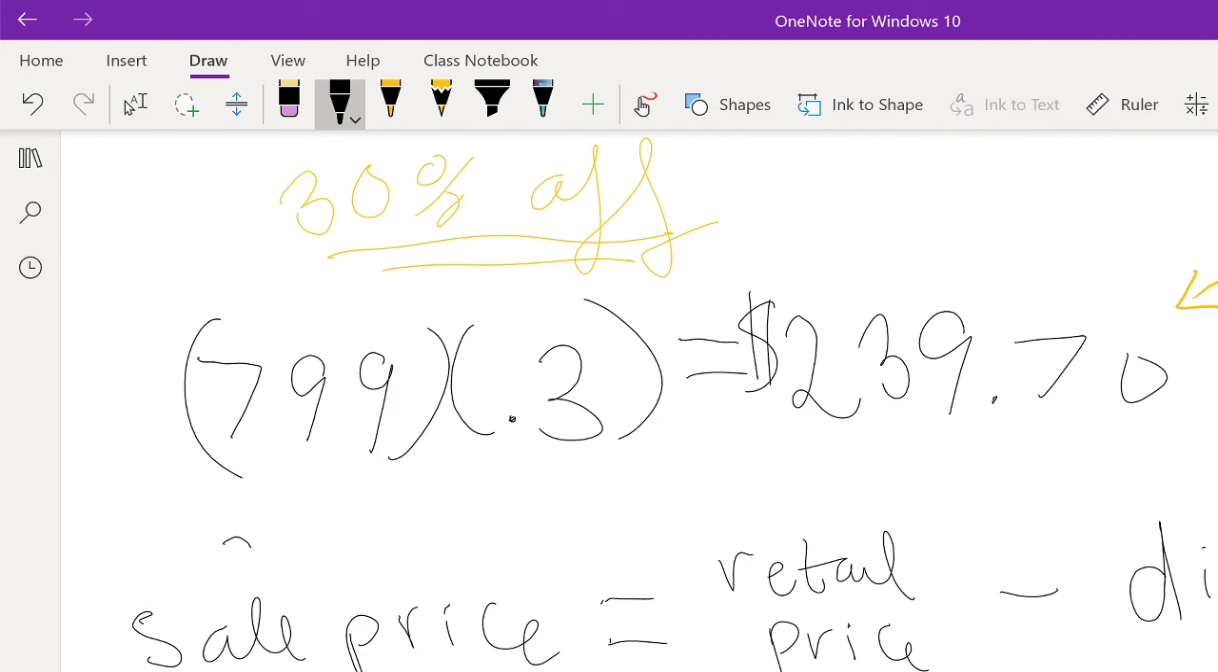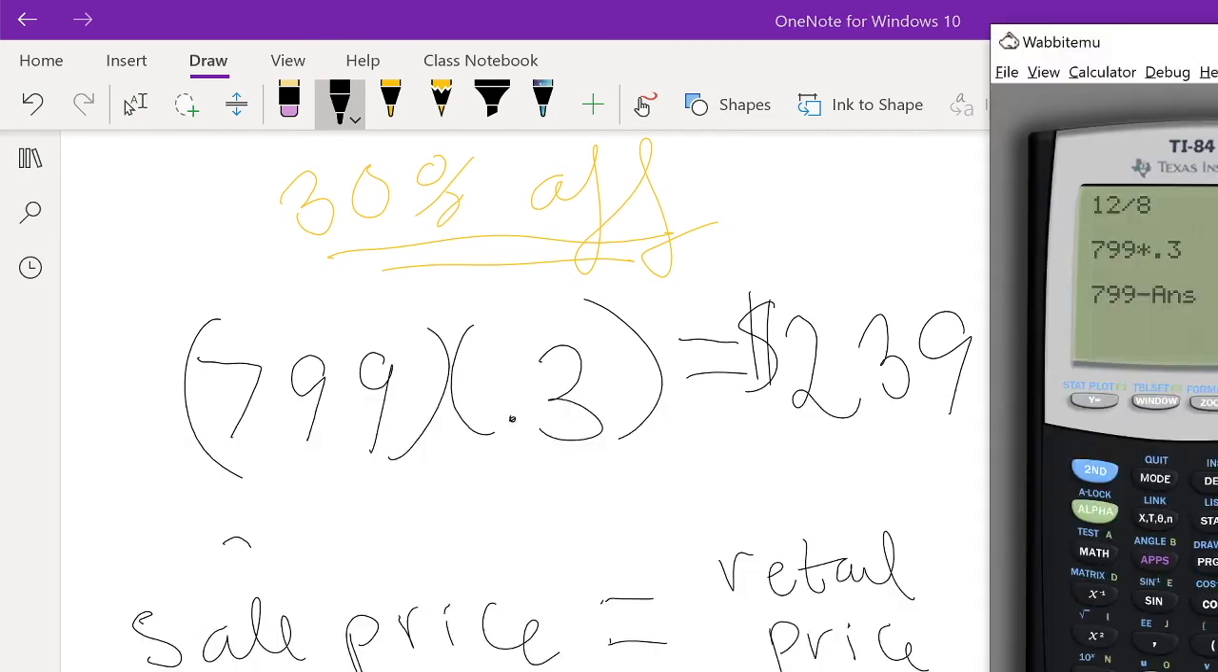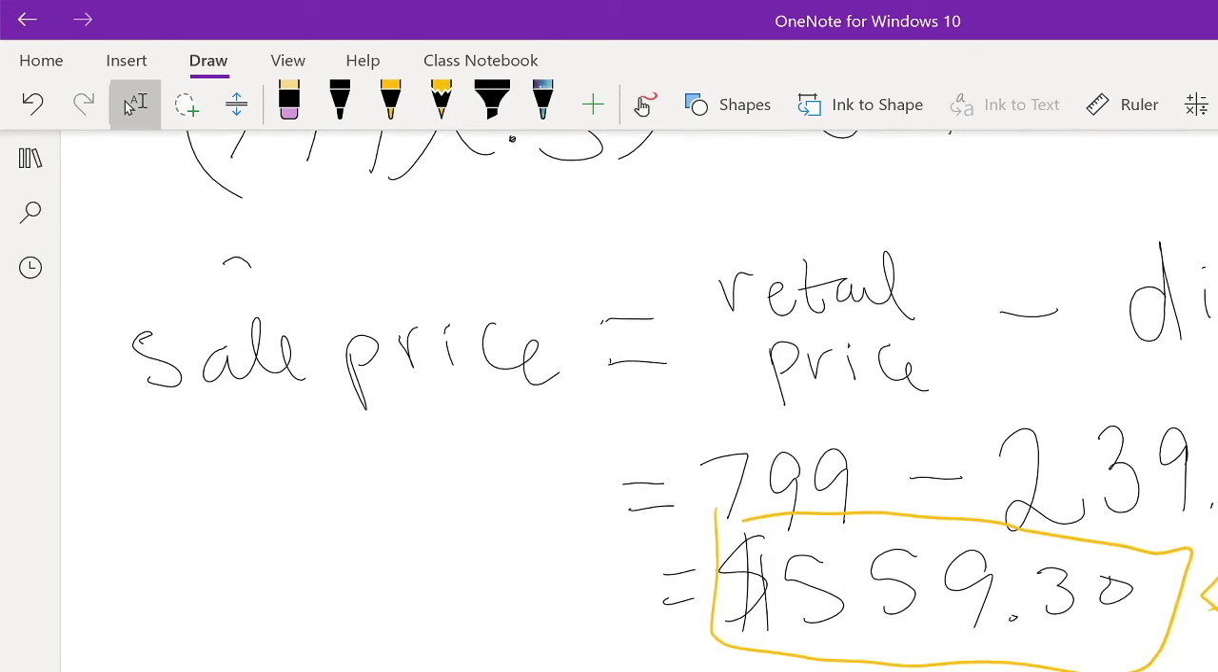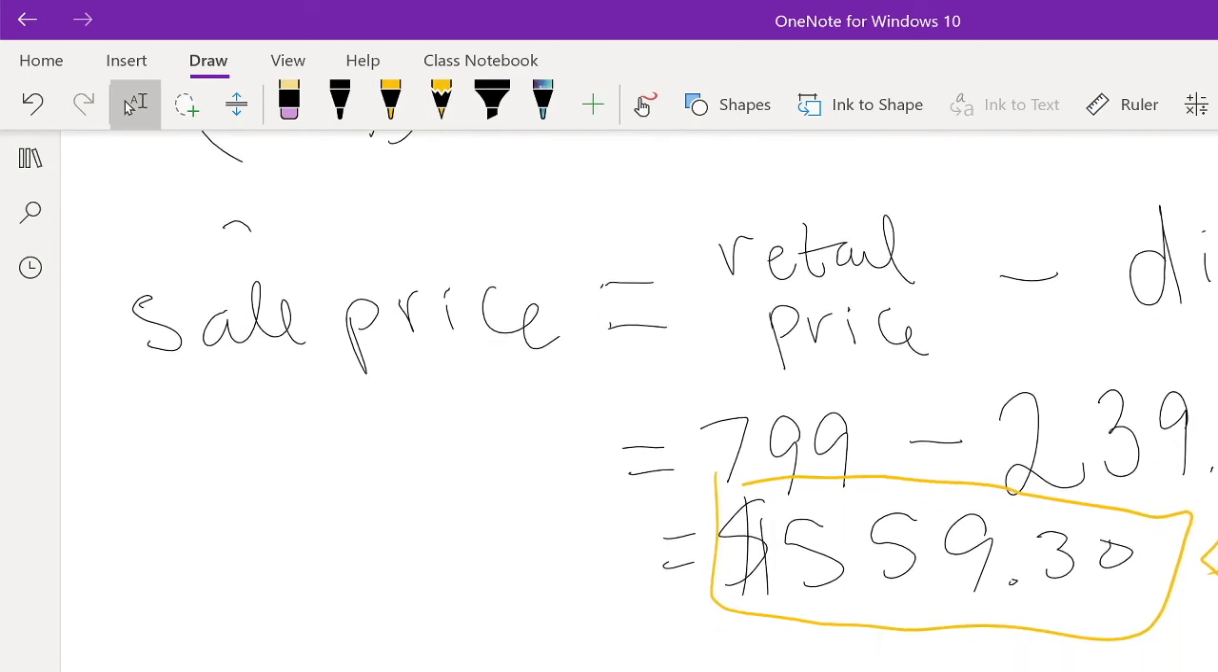So we get here 559.30. All right, so now we have this, which is our sale price.